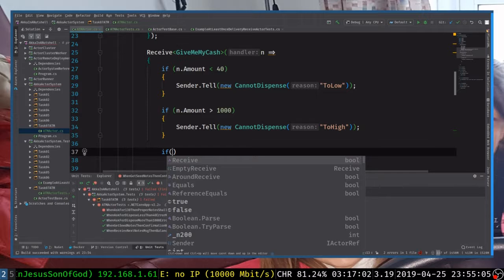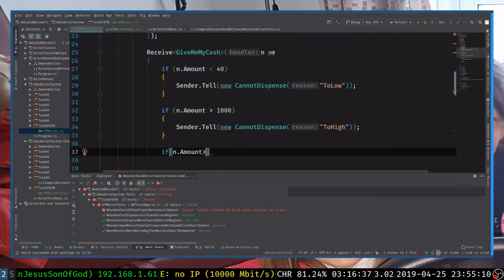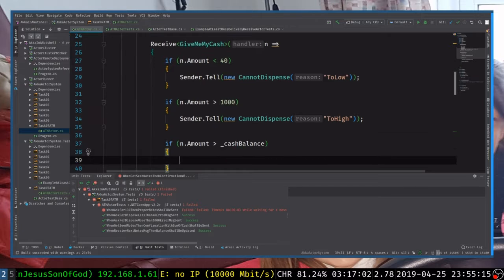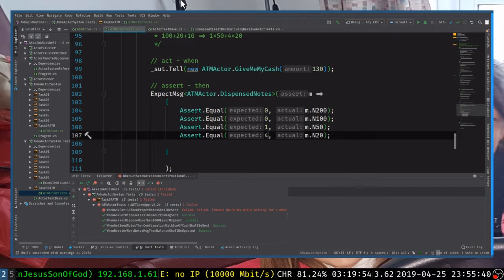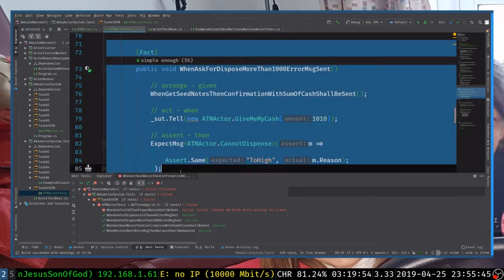If that amount cash balance, then we can do it. So that should be tested. Let's make this test first. So this is our base.